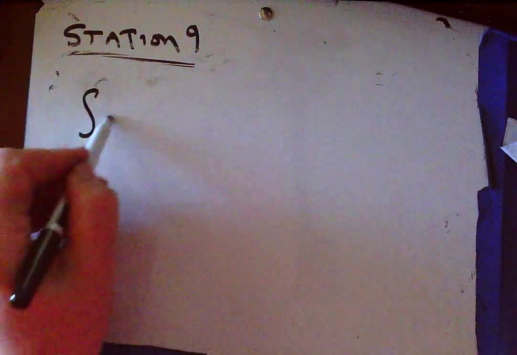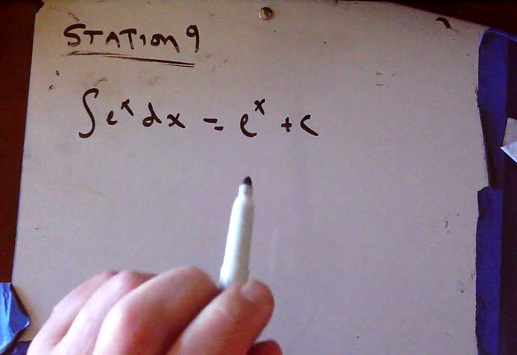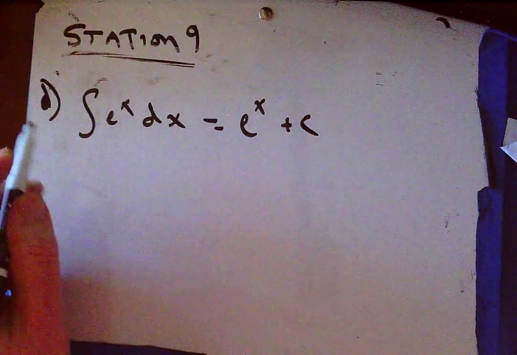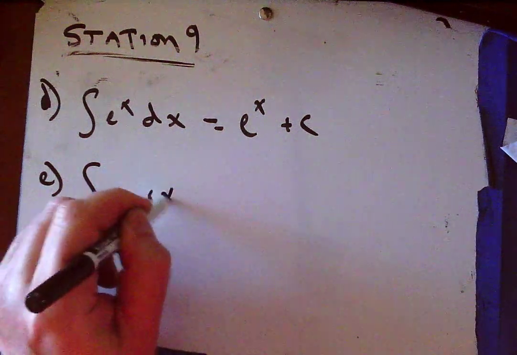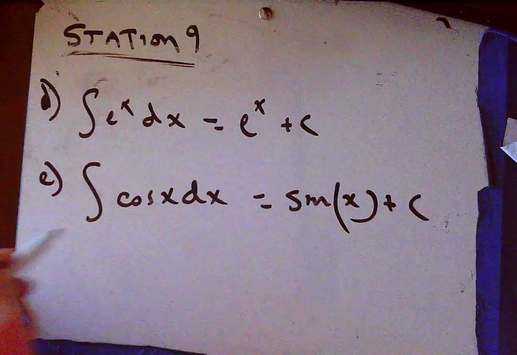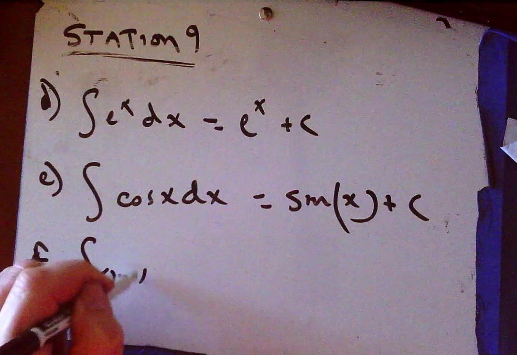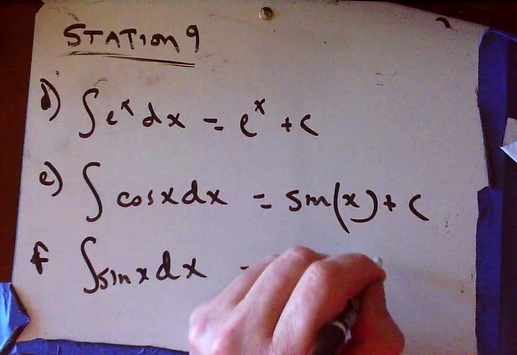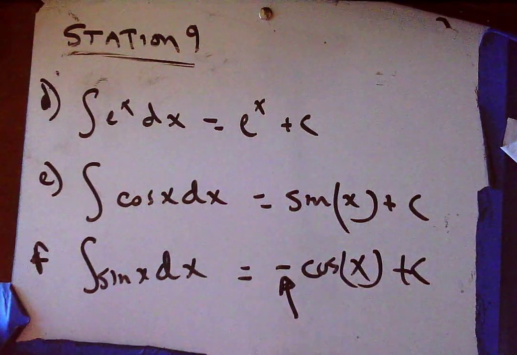D says the integral of e to the x dx, and we should know that that's e to the x plus c. Oh my goodness, did I leave the c out on the last one? I think I did. So why don't you make sure you have a c there? The integral of cosine x dx, that's just going to be sine x plus c. And how about f? F says the integral of sine x dx, antiderivative of sine, is negative cosine x plus c.